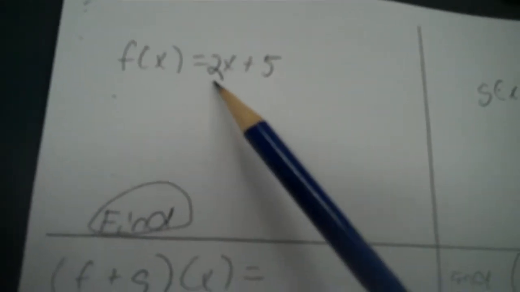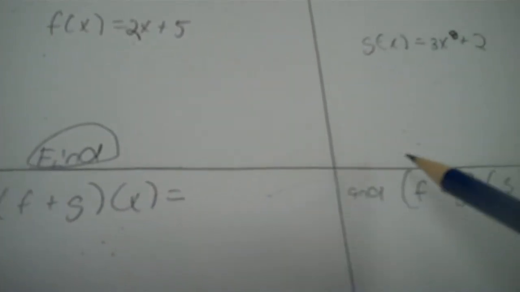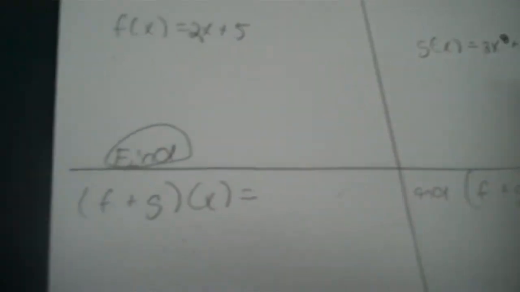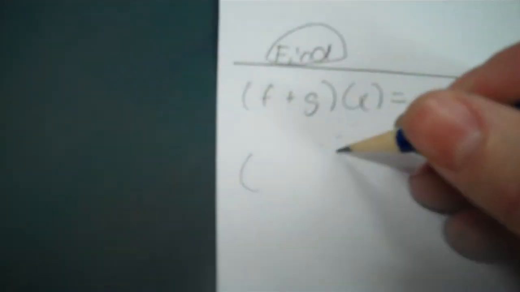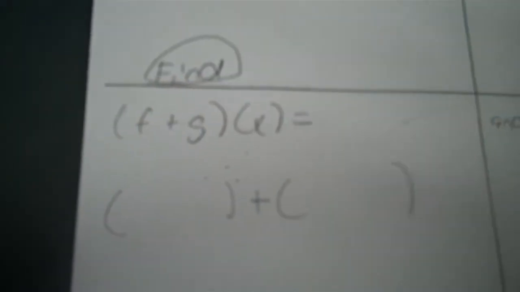Okay, and here's your test review. You have two functions, the f and the g, and you have to solve these compositions. So this is f plus g of x, what's that equal? So we set up two parentheses. I have to use a pencil here because I don't have any pens.